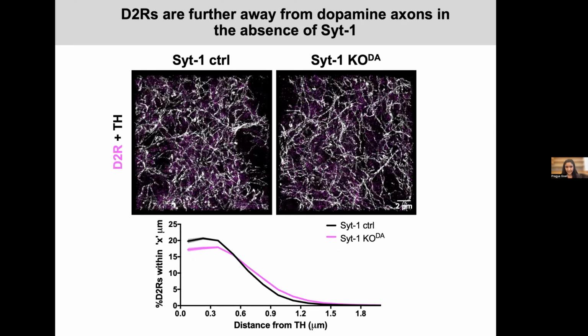However, when I did this analysis for D2 type receptors, I found that D2Rs are further away on average from these axons in the absence of SYT1, or in the absence of release, suggesting that D2Rs sensed the absence of release and moved further away to change their localization. This is shown here in magenta. So dopamine release itself could be a possible signal to tune dopamine receptor, specifically D2R, localization. We observed a differential response of these receptors to release, where D1Rs were largely unaffected.